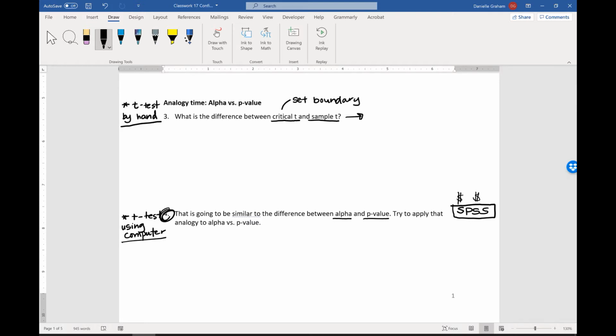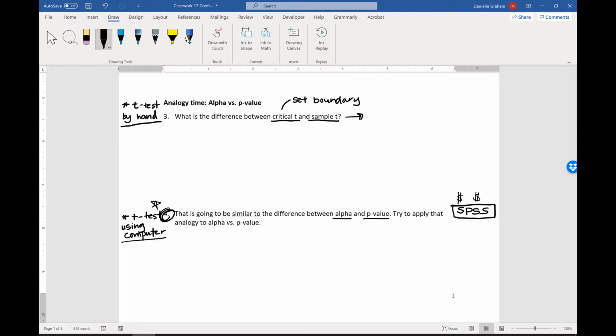So again, this number 4 is going to be important for us for the reason that it relates to what we do when we use a computer, which is most of the time, almost all of the time in practice. Why we start out with this number 3 is it's important to know what's going on behind the scenes. What is the computer actually doing? So it's not just this mystery box making all these amazing calculations, and we don't know how it works. It's important to know how it works before we can use it properly. So with number 3, what's the difference between critical T and sample T?